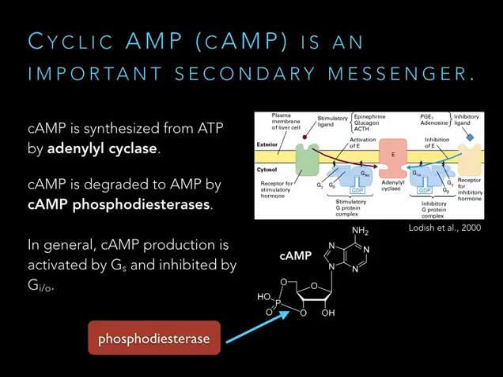So the adenylyl cyclase is going to be responsible for creating cyclic AMP. Phosphodiesterases break down cyclic AMP. And then whether or not adenylyl cyclase is active or inhibited depends on the G protein. Okay, so if we activate adenylyl cyclase, cyclic AMP levels go up. If we inhibit it, they drop. And the opposite's true for phosphodiesterases.